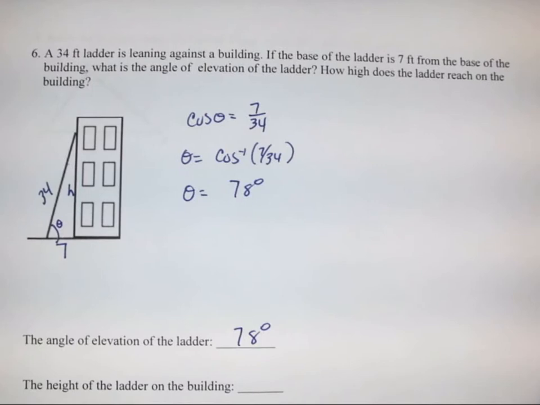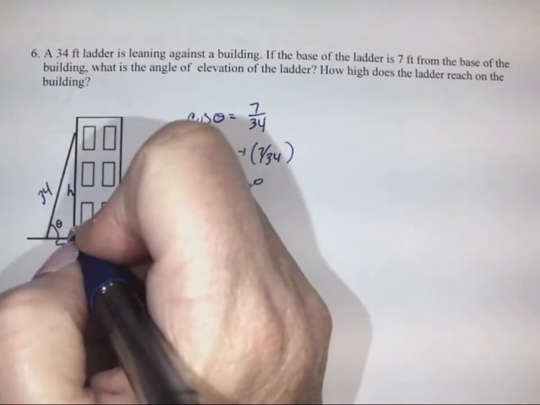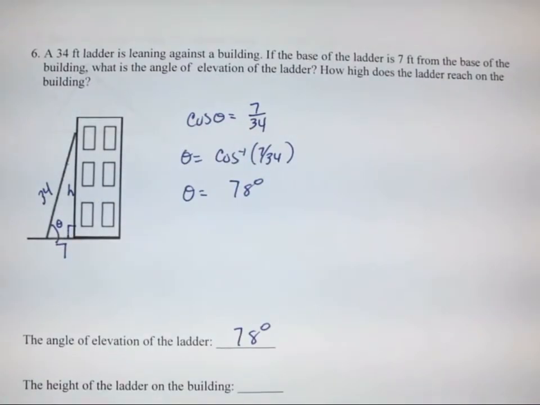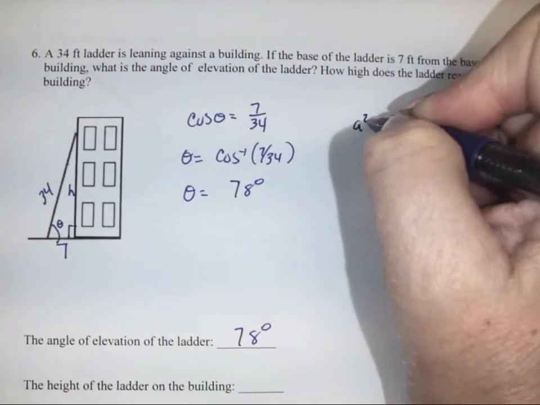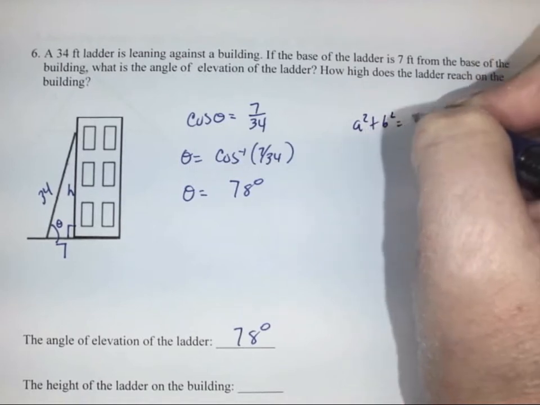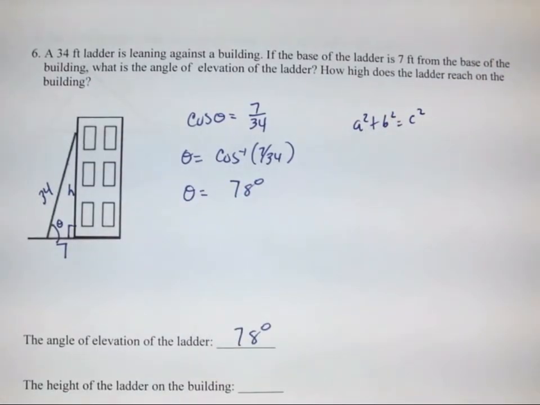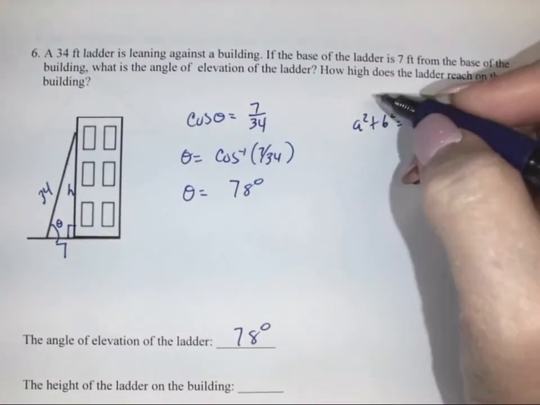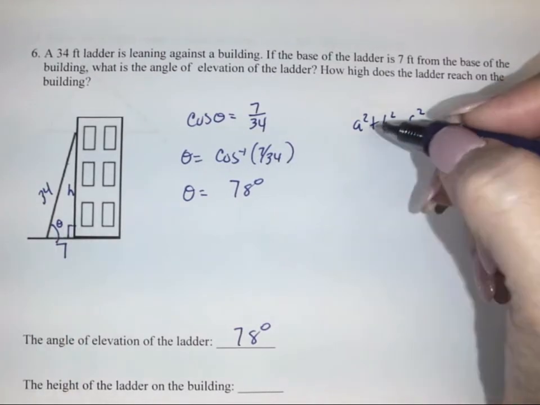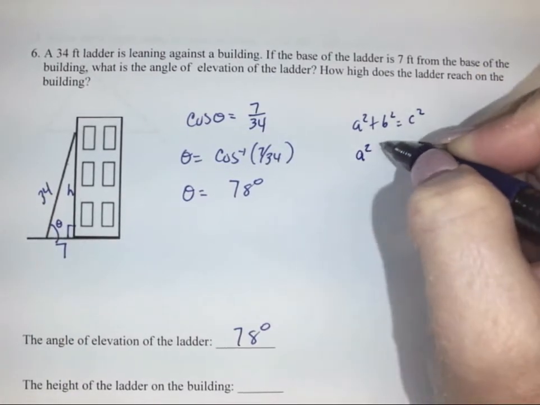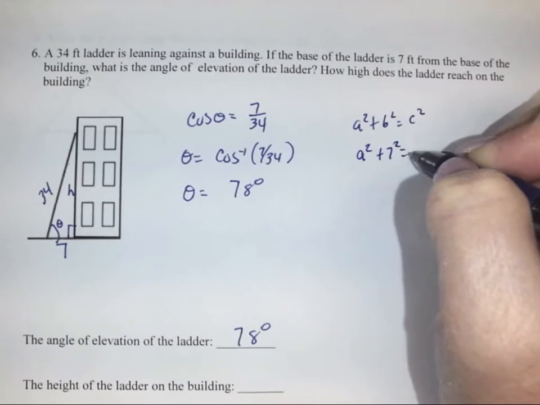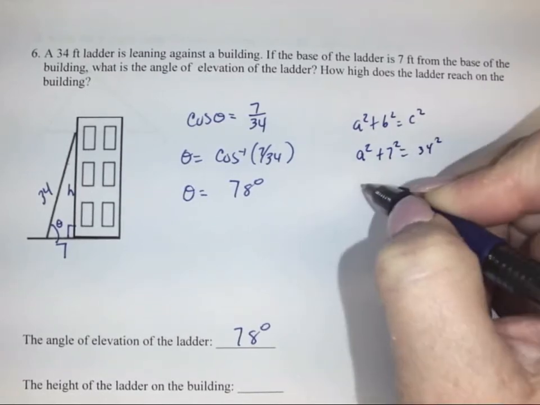All right. Now, how high does the ladder reach? Well, we can assume that this is a right triangle, that the building was built level. And because it's a right triangle, I can still use my a squared plus b squared equals c squared because I have 2 of my sides. So I'm looking for, let's call that my a. I'm looking for a squared plus 7 squared equals 34 squared.